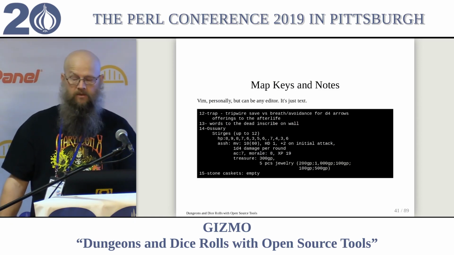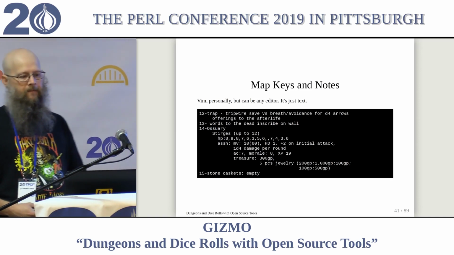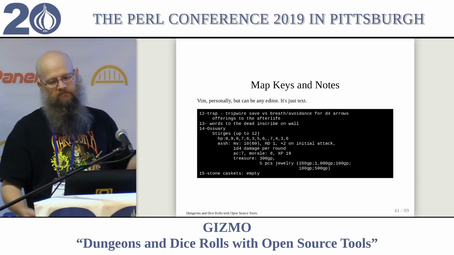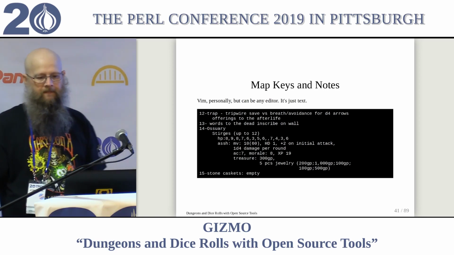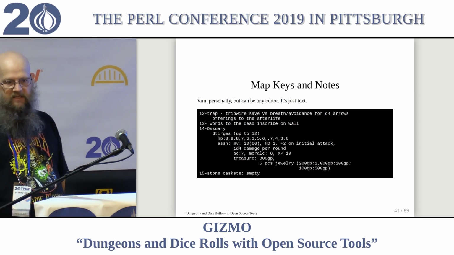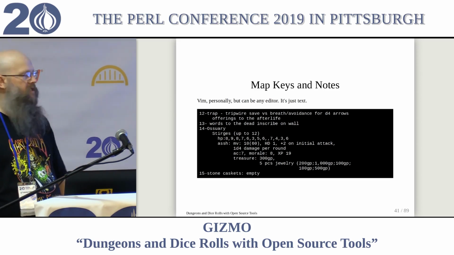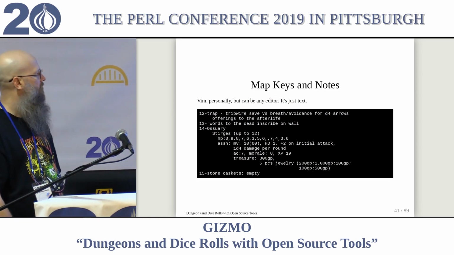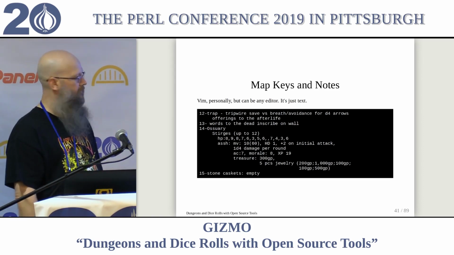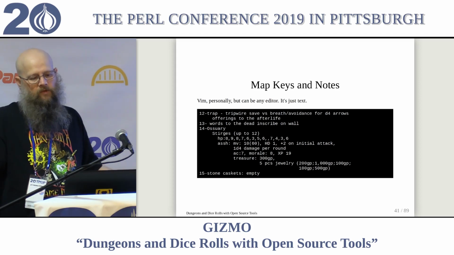After I have all these maps, I want to know what's in them. So I need keys and notes about what's going on in those places. And for that, I use text files. My editor of choice is Vim. My style for these keys is really terse. Simple descriptions, I don't need walls of text. Very simple descriptions of the monsters or any treasure they might have. So no real form at the moment.